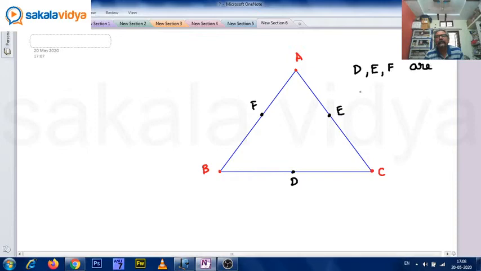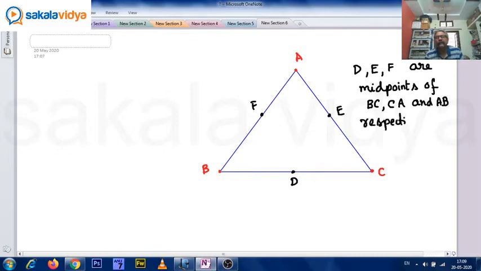are midpoints of BC, CA and AB respectively.